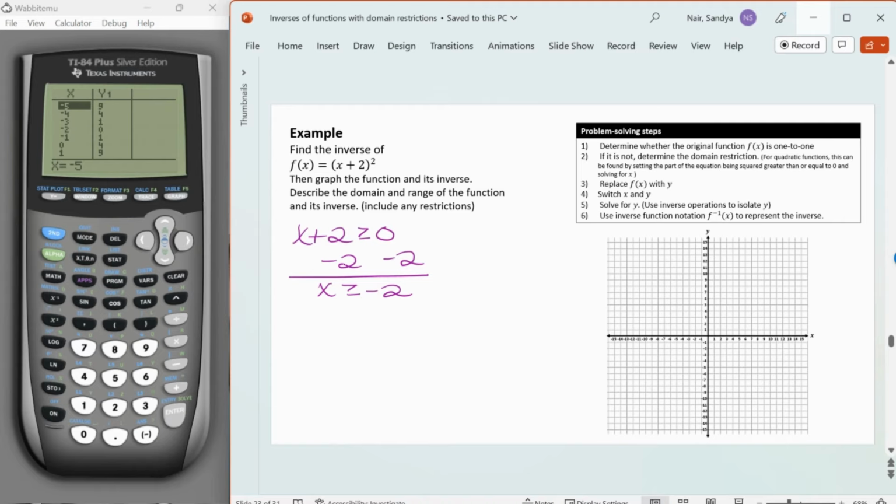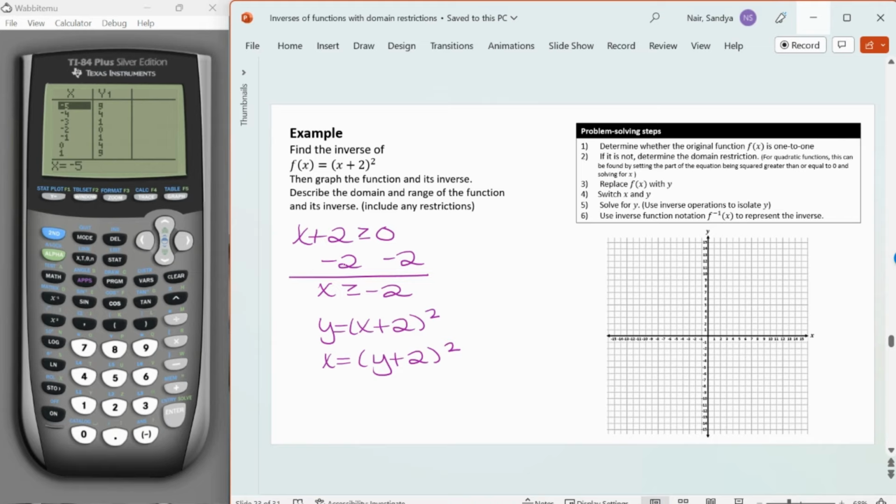So what I'm going to do now is find the inverse. To find the inverse, I'm going to replace f of x with y. So I have y equals (x plus 2) squared. Now I'm going to switch my x and y. So I have x equals (y plus 2) squared.